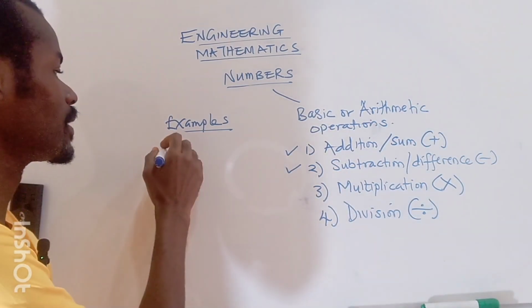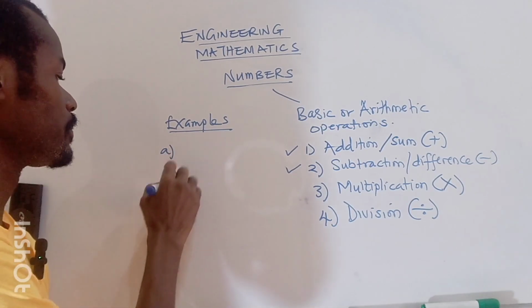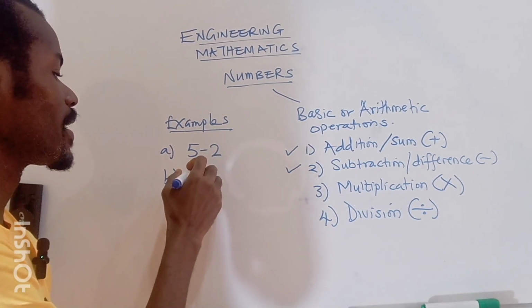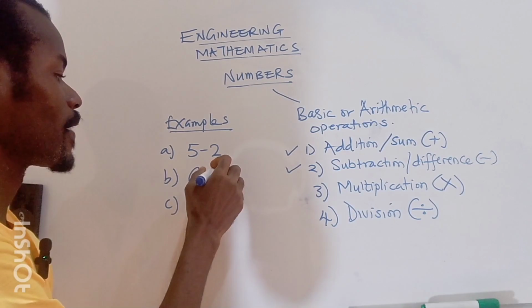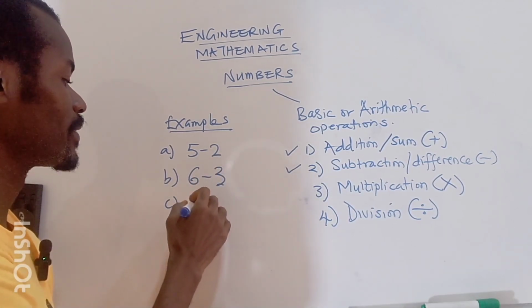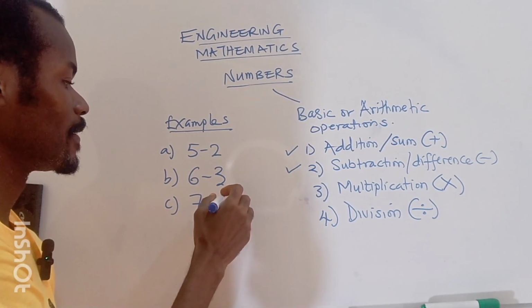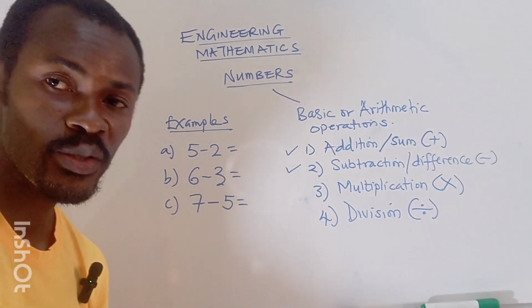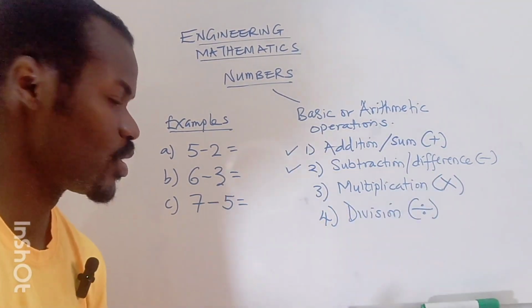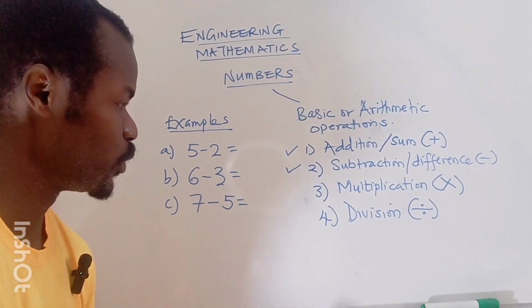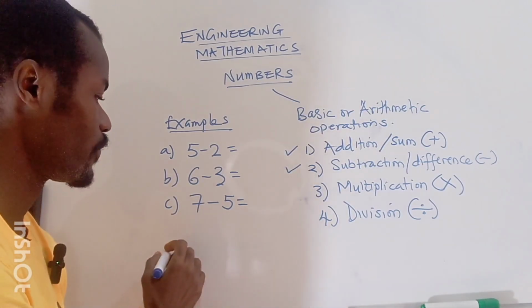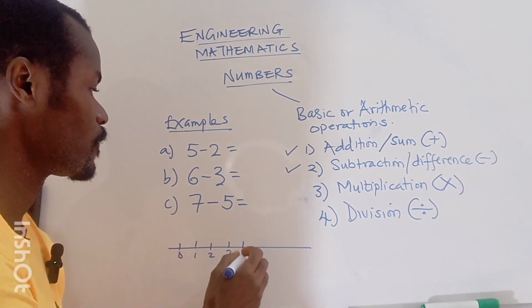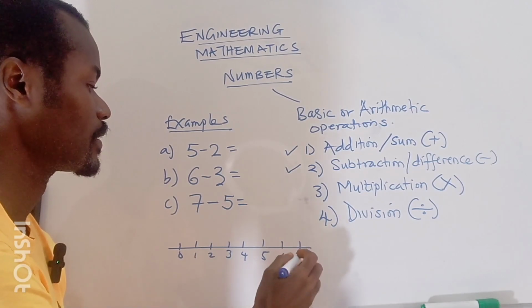And let's also use what we have just done to work on subtraction. Now for subtraction, let's say we have A, B, and C. Here we have 5 minus 2. We have 6 minus 3, and we have 7 minus 5. Now for subtraction or difference, all you're doing is moving to the left if you have the number line. So let's say this is 0, 1, 2, 3, 4, 5, 6, 7.